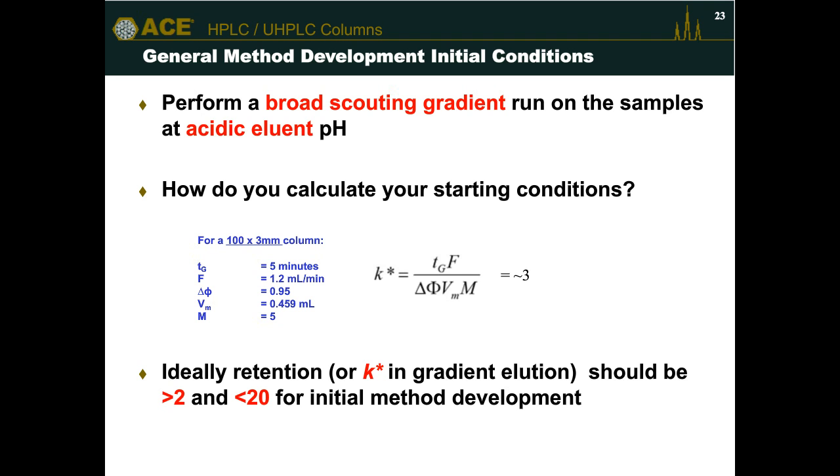If there's any problems, just send me an email and I can probably work it out for you and send it to you. Off the top of my head, I can't remember, because our standard platform is 100 by 3 millimeter 2 micron. But no problem, just contact me.